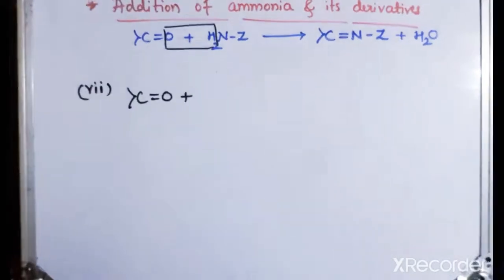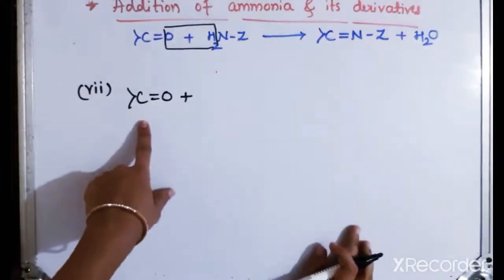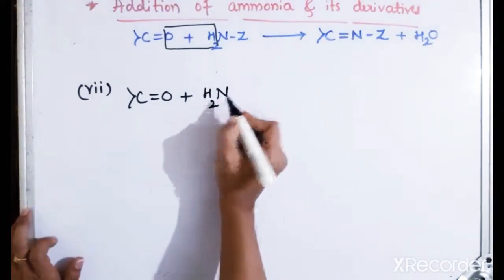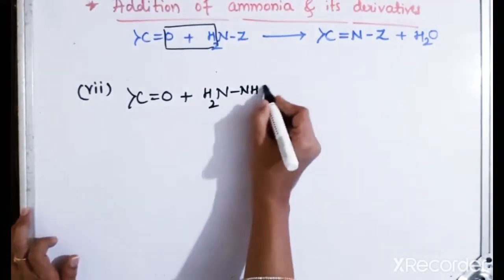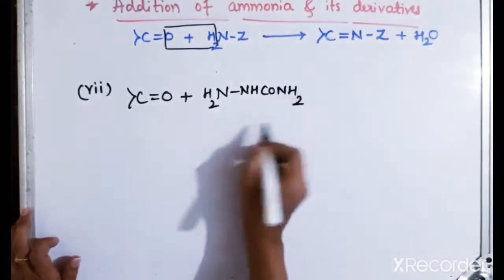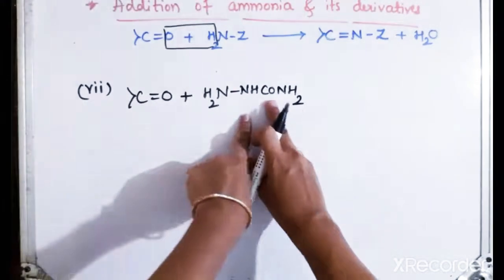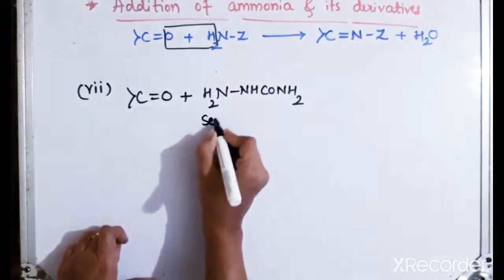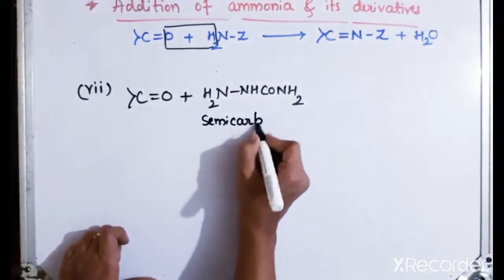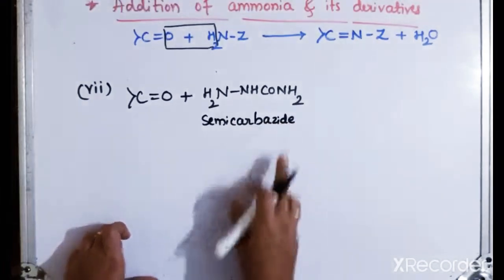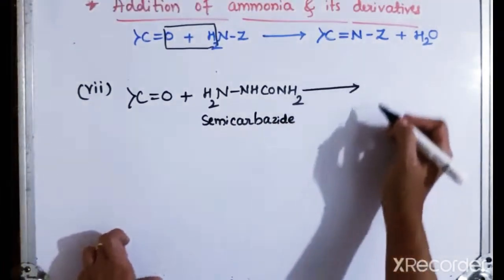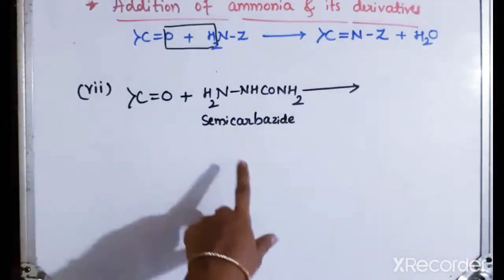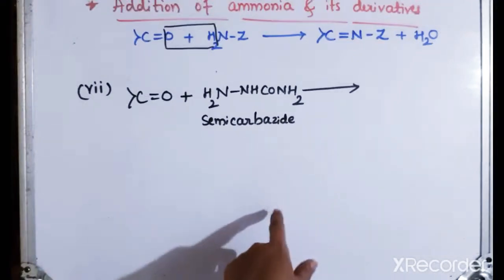Now the last reaction is the reaction of aldehydes and ketones with semicarbazide. Semicarbazide is represented as NH2 NH CONH2. So in place of Z we have the NH-CONH2 group. When aldehydes and ketones react with semicarbazide, there is a formation of semicarbazone. So aldehydes and ketones react with semicarbazide to give semicarbazone as a product.